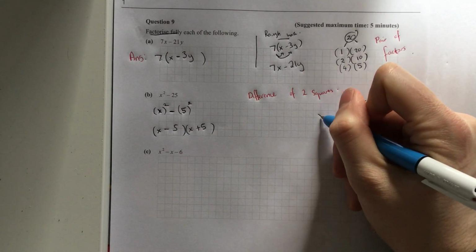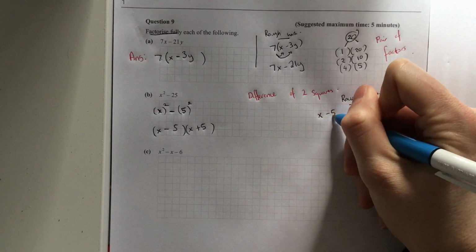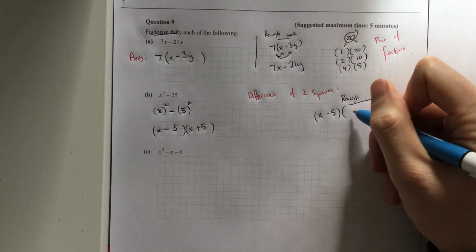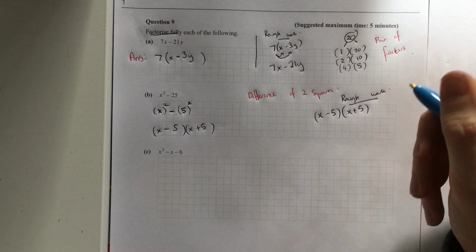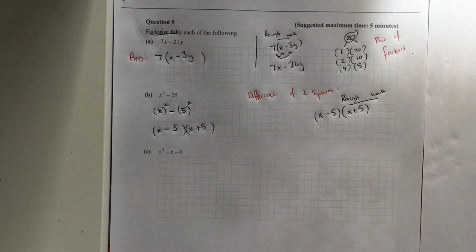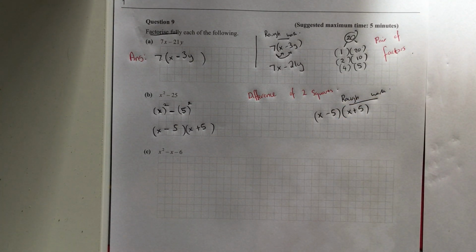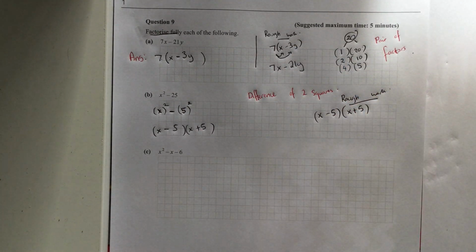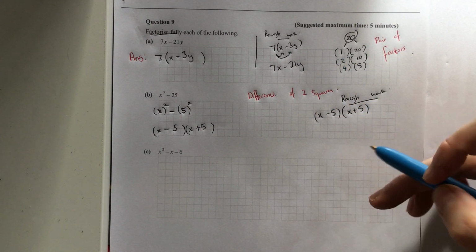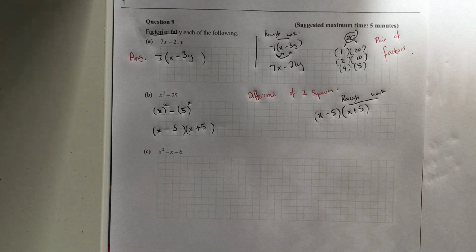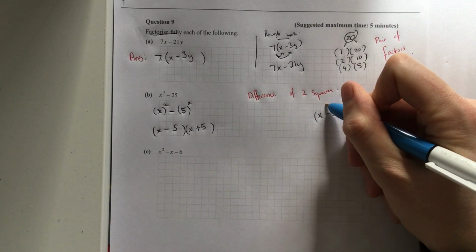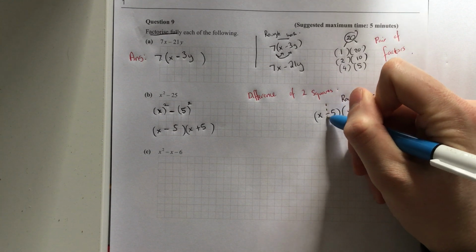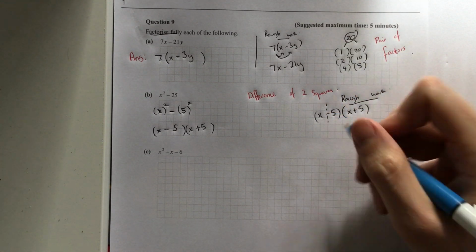If I did rough work to see if this is the correct factor of x squared minus 25, well, if I multiply the two of them out, then I should get the same original equation. If it's the wrong pair of factors, then it should not give me the same answer. This is splitting the brackets. Okay, I went through this in the previous video.